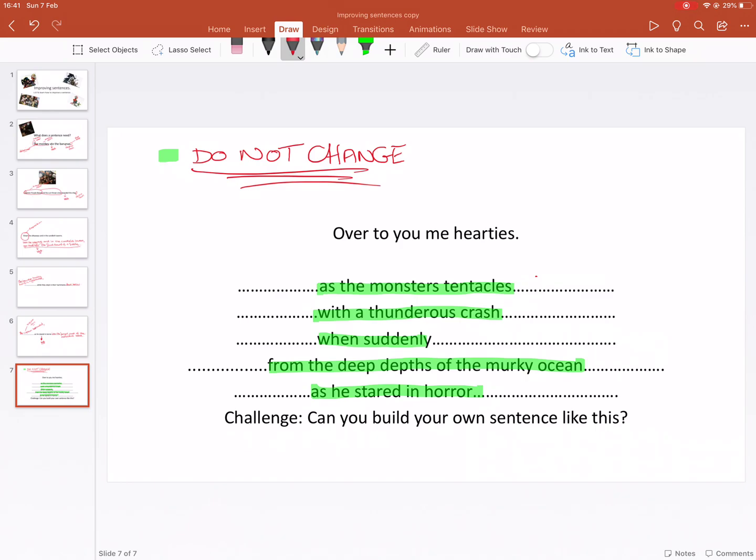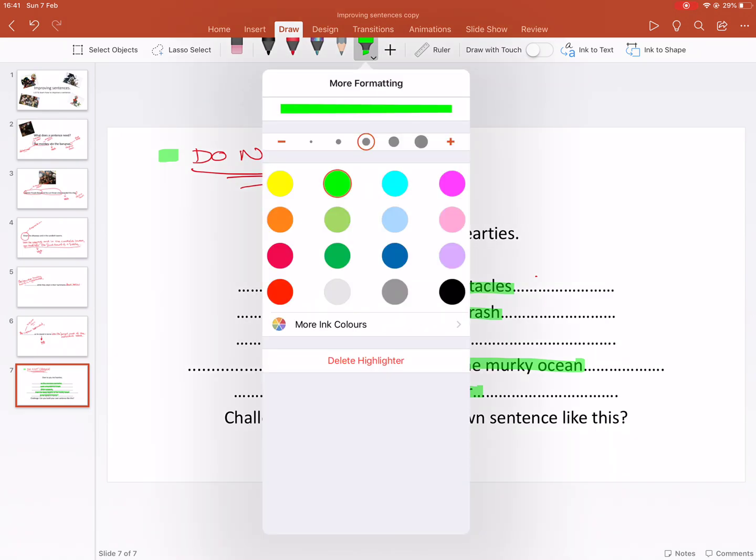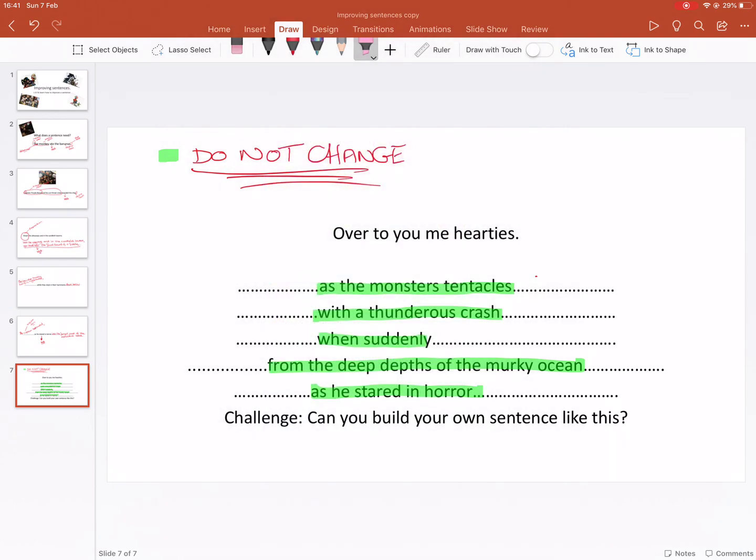At the bottom, you will see that we've got a challenge. So that's your challenge. Can you build your own sentence like this? If you can put your middle part in first and build around it, it shows me that you've actually understood what we're doing. So try for your challenge. It's got five sentences in your challenge. That's not a lot. So see if you can do your challenge.